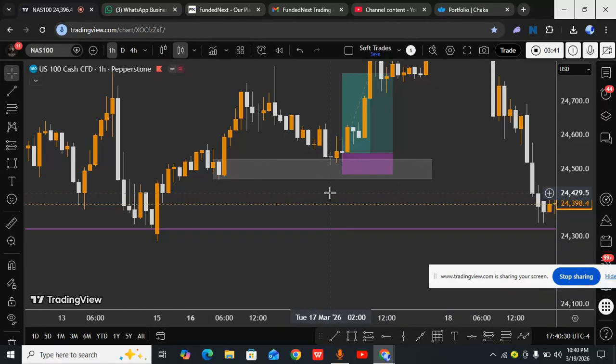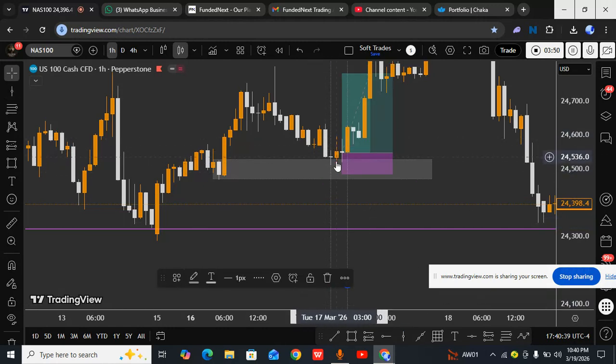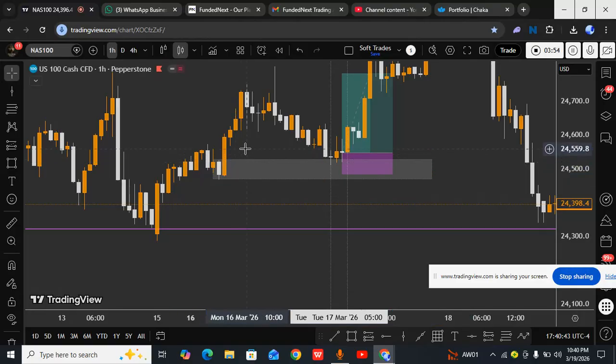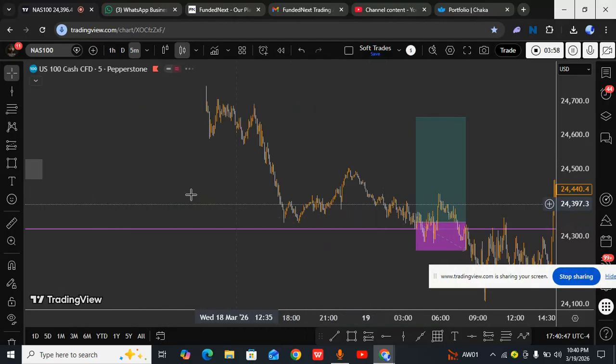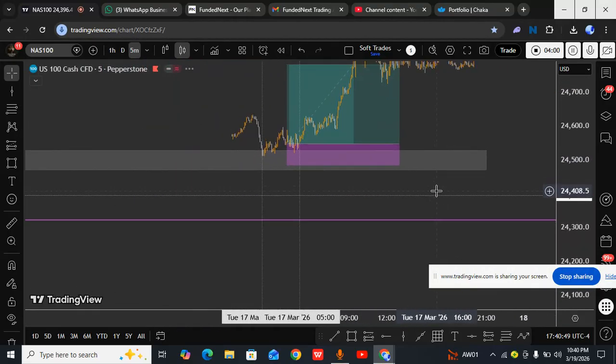The London Q zone, as you can see, is 2 a.m. to 5 a.m. This was where my major interest was when price came to this demand zone. So when price came to that demand zone, what did I do? I went down to the 5 minute time frame.